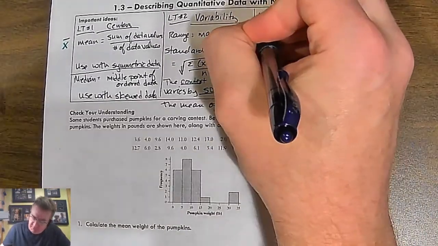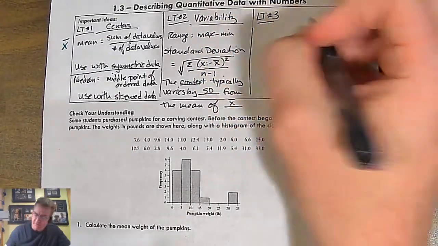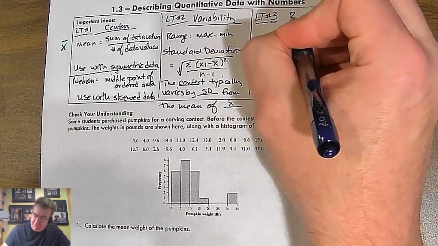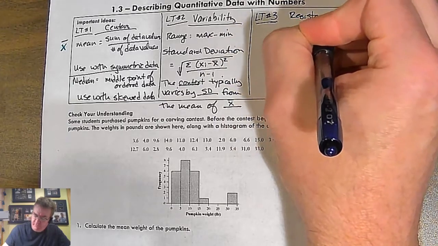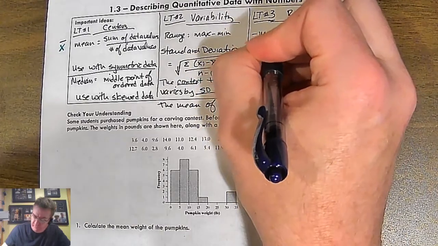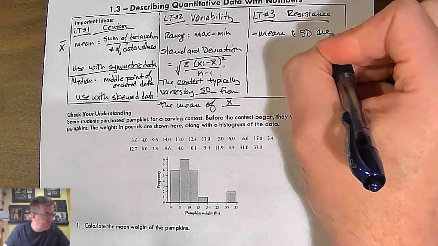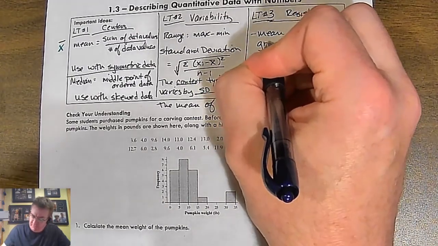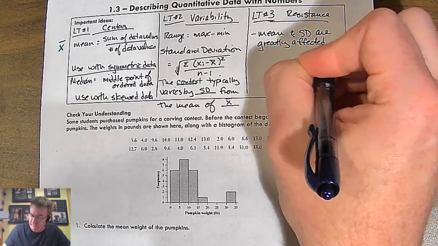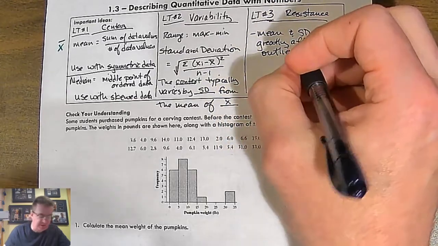And then learning target number 3 is resistance. Mean and standard deviation are greatly affected by outliers. Which means that they're non-resistant.